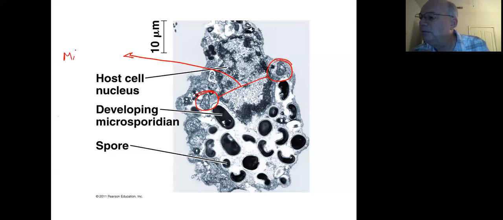There's a mitochondria. So that gives you an idea of the scale. These are very, very small organisms, and as a consequence, they also have very small genomes. Some of them have genomes with as few as 2,000 genes in them.